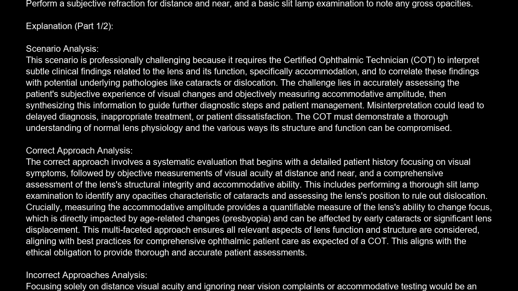Crucially, measuring the accommodative amplitude provides a quantifiable measure of the lens's ability to change focus, which is directly impacted by age-related changes, presbyopia, and can be affected by early cataracts or significant lens displacement. This multifaceted approach ensures all relevant aspects of lens function and structure are considered, aligning with best practices for comprehensive ophthalmic patient care as expected of a COT. This aligns with the ethical obligation to provide thorough and accurate patient assessments.